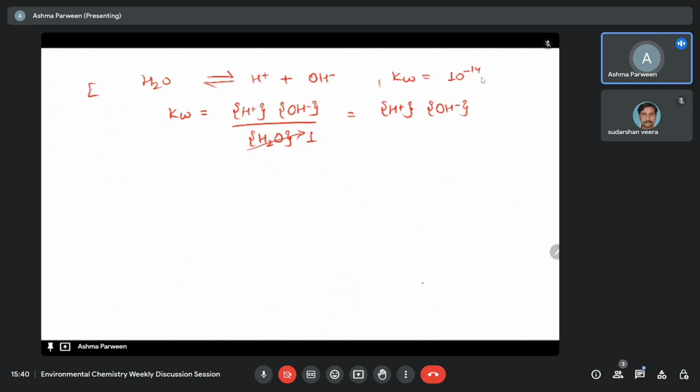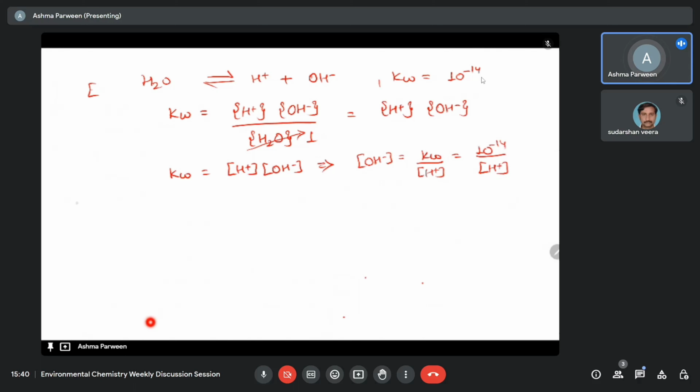can take activity as equal to concentration. So Kw will be the concentration of H plus times the concentration of OH minus. So here we can write that the concentration of OH minus is equal to Kw upon the concentration of H plus, that is 10 raised to power minus 14 upon the H plus concentration.